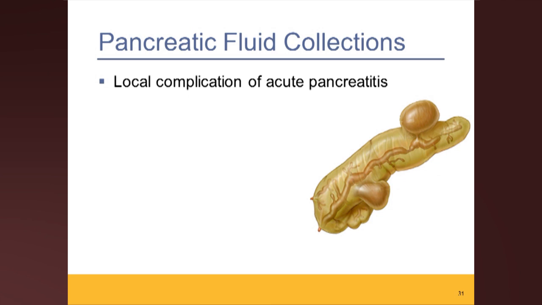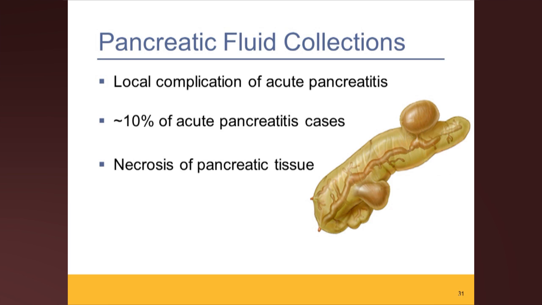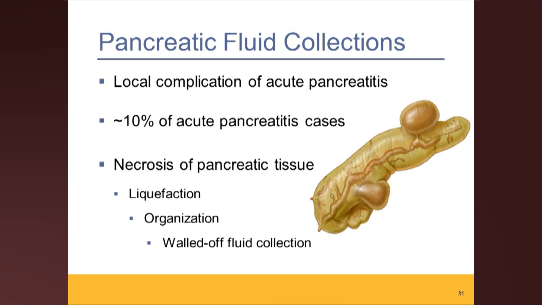This is a local complication of acute pancreatitis, and it's seen in up to about 10% of acute pancreatitis cases. You can develop necrosis of pancreatic tissue, which can contribute to this. And when there is necrosis, it usually follows some steps: liquefaction of necrosis, it becomes organized, and then ultimately walled off. I think necrosis is what we always worry about with patients with acute pancreatitis.